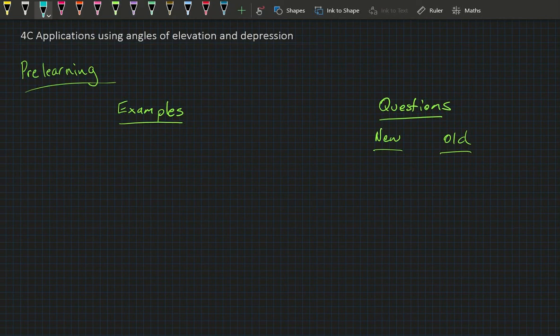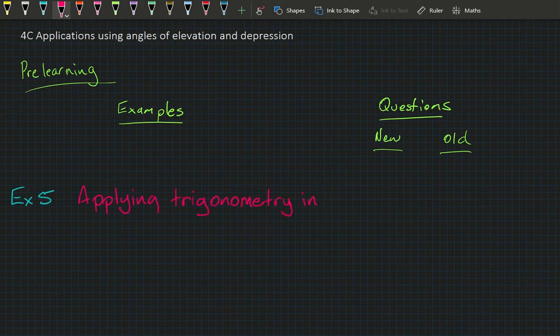Hi class, welcome to exercise 4C, where we're going to be working with applications using angles of elevation and depression. Our examples and pre-learning for this lesson will be example 5, applying trigonometry in worded problems. And your pre-learning for that will be questions 1 and 2 in the new book, and for the old book you need to do questions 1, 2, 3 and 4.